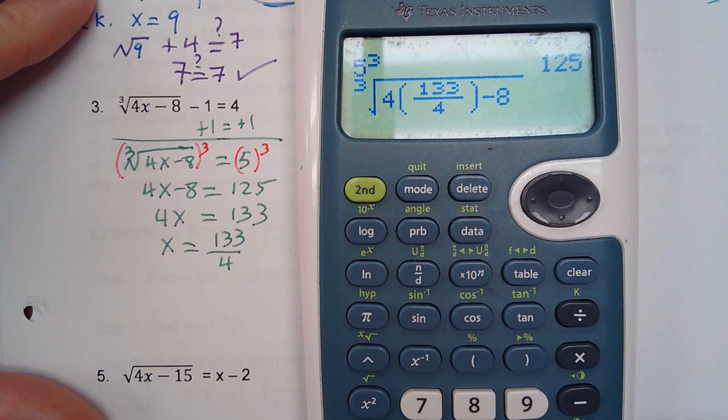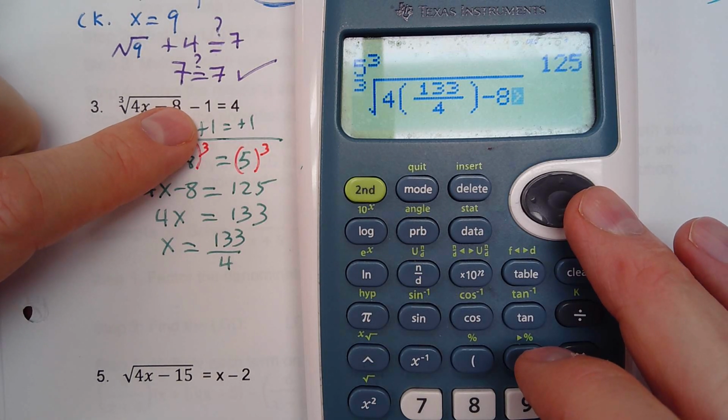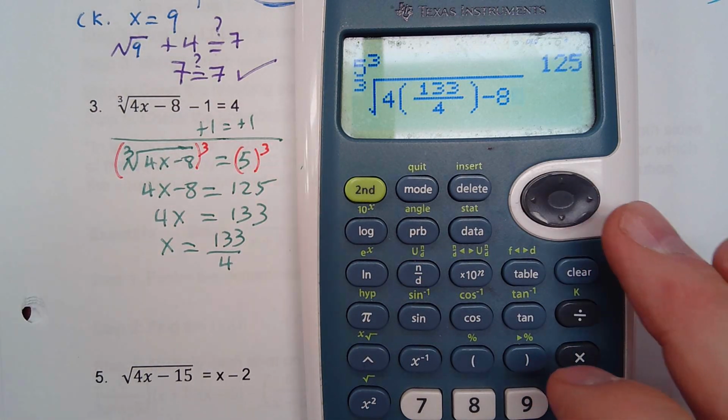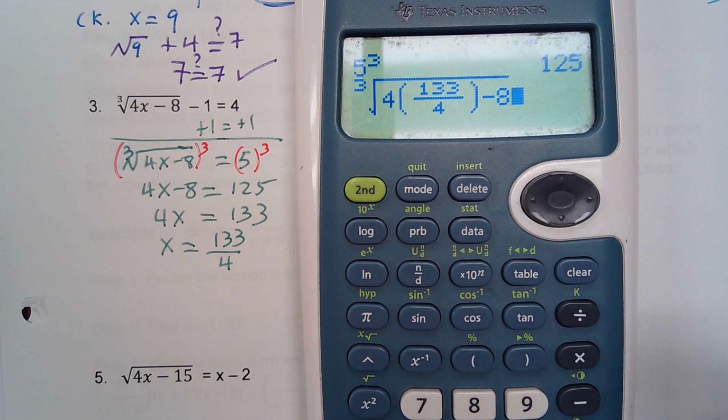Subtract 8. Now I want to put that minus 1, but notice that minus 1 is outside the radical. So I need to hit my right arrow key. Make sure I slide outside of that. Do my minus 1. That does give me 4. So it does check.